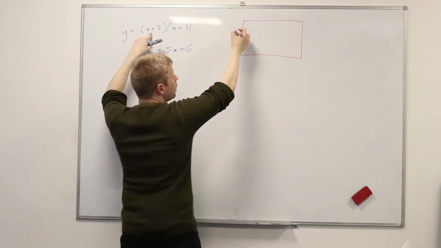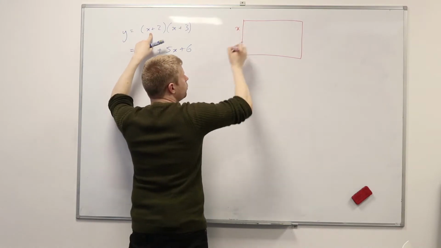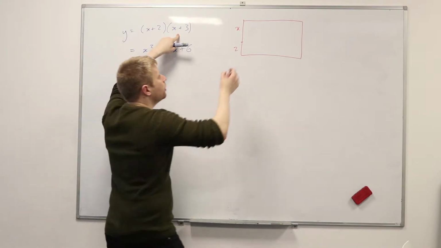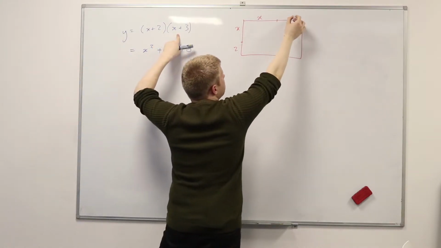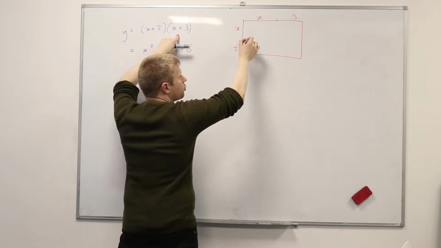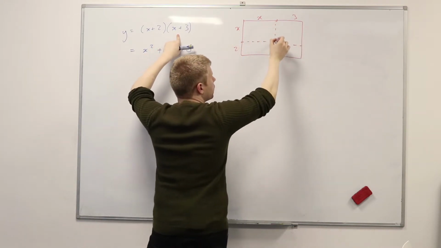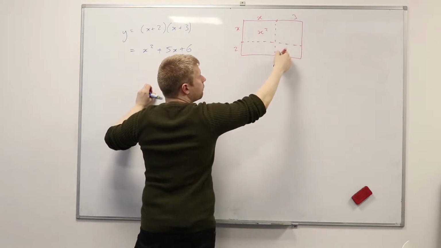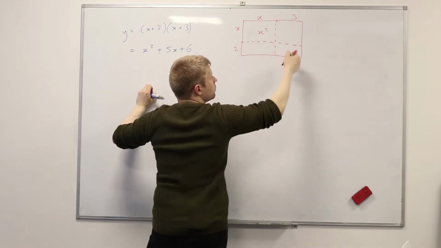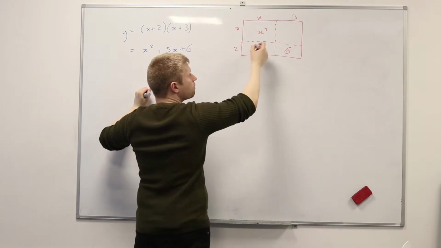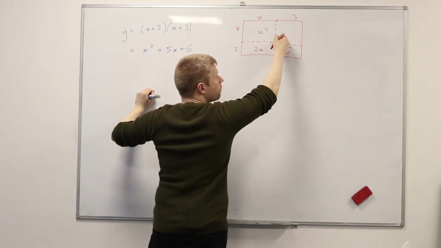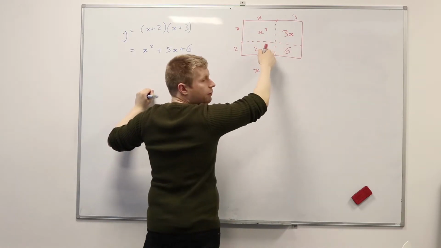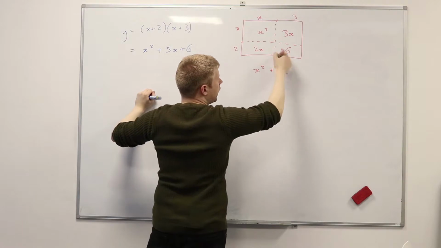Let's use this side as x plus 2. That makes sense? And let's use this side as x plus 3. So that's x, and that's 3, okay? Then again, I draw my dotted line across, dotted line down. What's that bit? X squared. What's that bit? 6, because it's 2 times 3. What's that bit? 2x. What's that bit? So if we put it all together, we get x squared, 5 x's, and a 6.